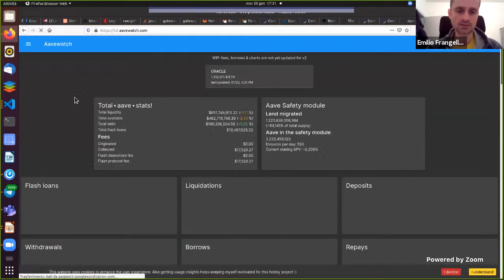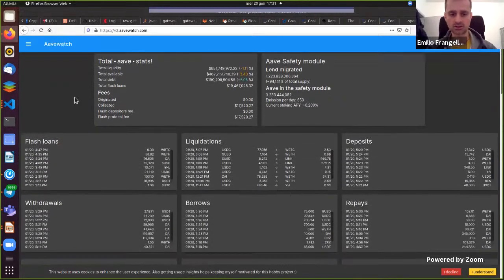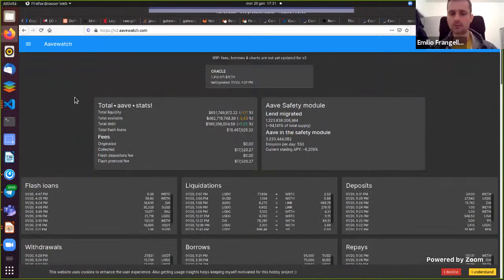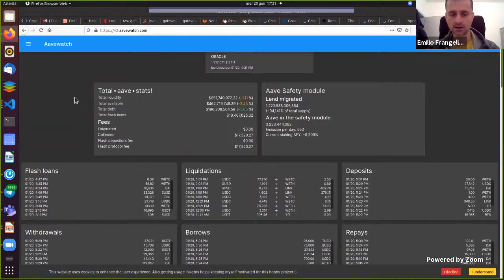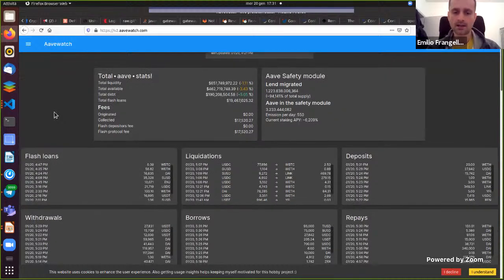Okay, this is a website that we use to track essentially the state of the Aave protocol. It's accessible by anybody, and you can see what the state is, like what is the total liquidity available, what is the total debt that has been issued, and so on and so forth.